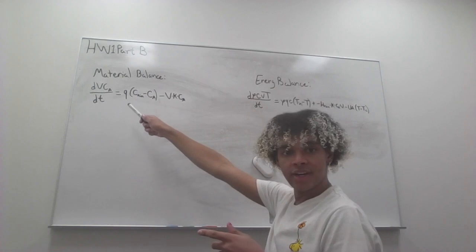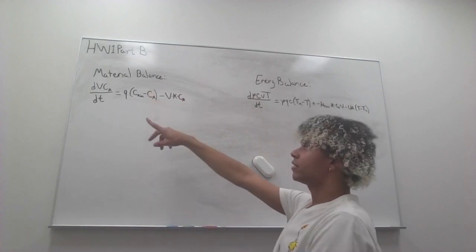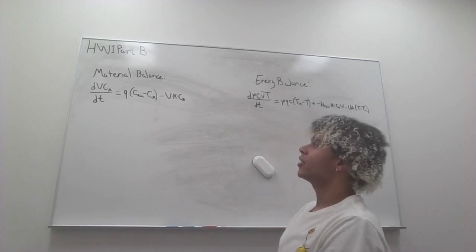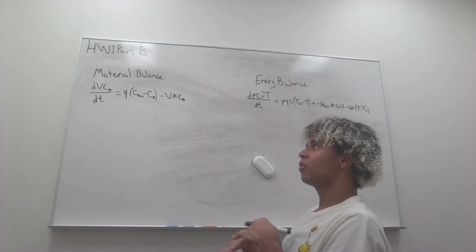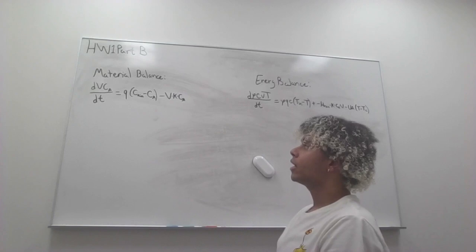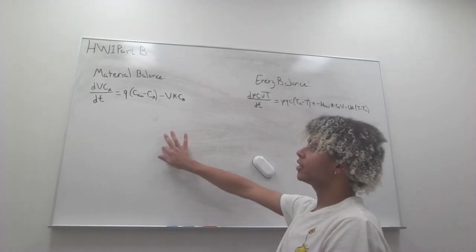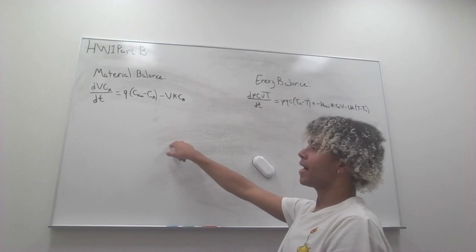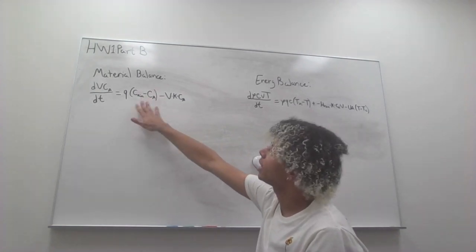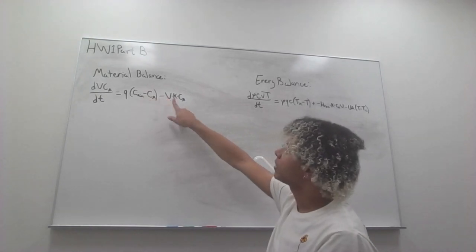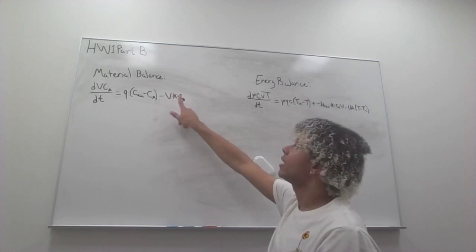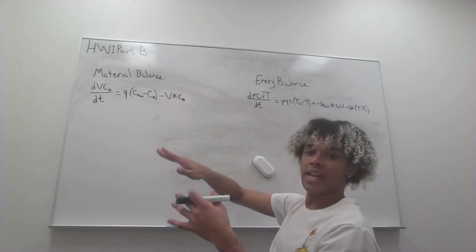As we can see here, we have the derivative of volume times concentration with respect to the derivative of time, equaling the flow multiplied by the concentration going into the tank minus the concentration in the tank, which that whole part is then being subtracted by the volume times the K value times the concentration in the tank.